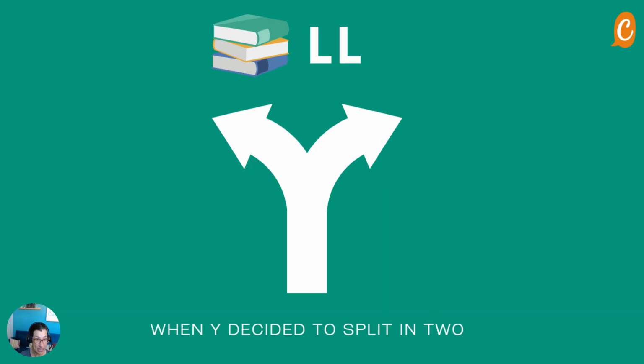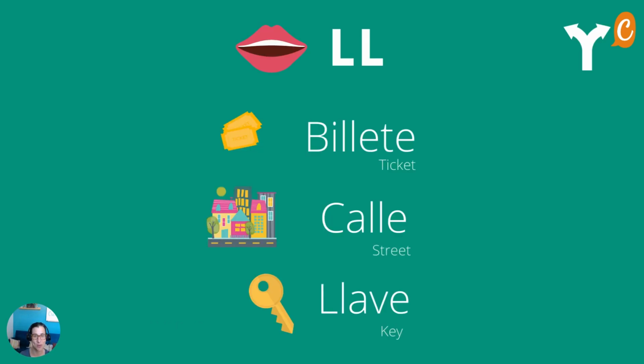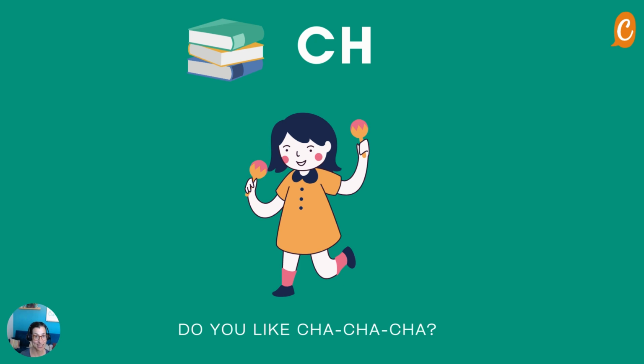Moving next to letter Y or double L. In Spain, it's pronounced as a single letter, as a Y. And as I say, it's like when Y decided to split into two. So in your mind, you can replace the double L with a Y. Let me show you some examples. We have billete, which is ticket, calle, which means street, llave, which is the key.